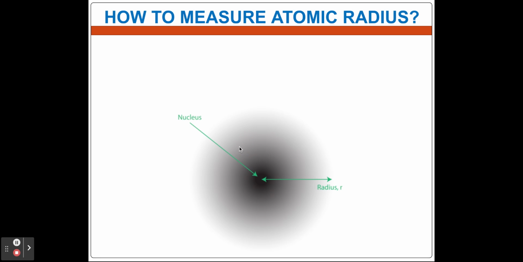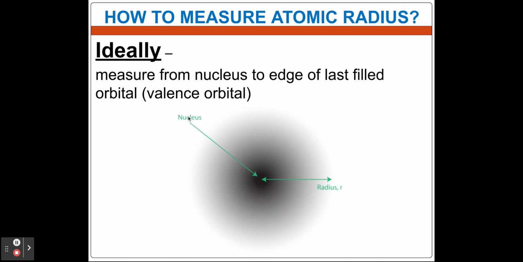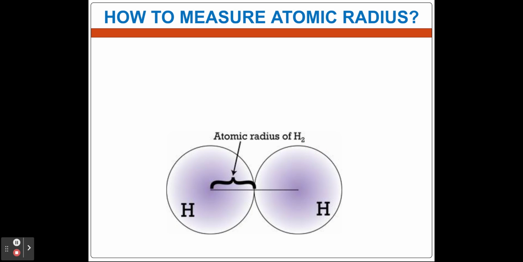So what is a radius? Here we have the atom, and we have the nucleus in the center, and we have the electron cloud. We are measuring from the nucleus to the outer boundary of the electron cloud, and that's our radius r. Ideally, we would measure from the nucleus to the edge of the last filled orbital or valence orbital, and then we would be able to get that.